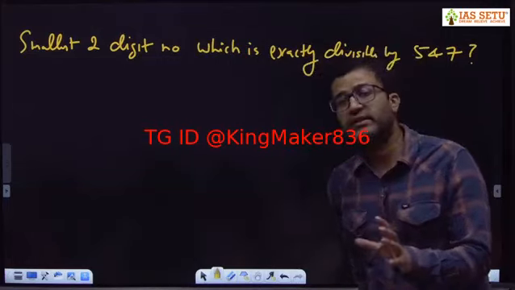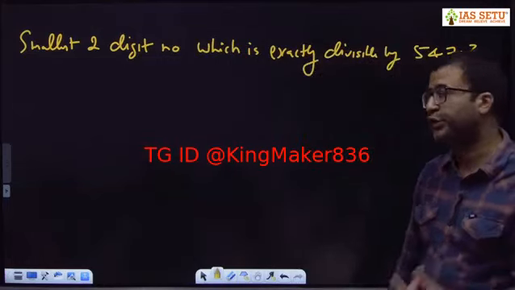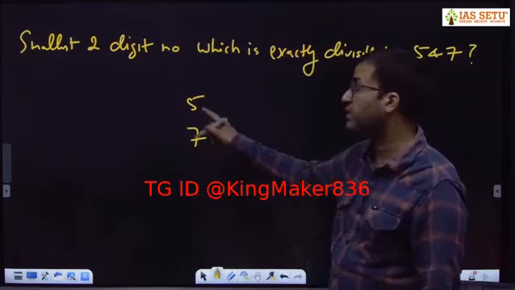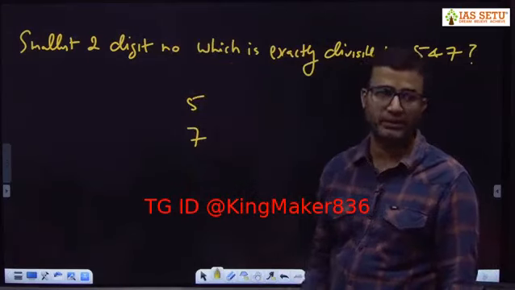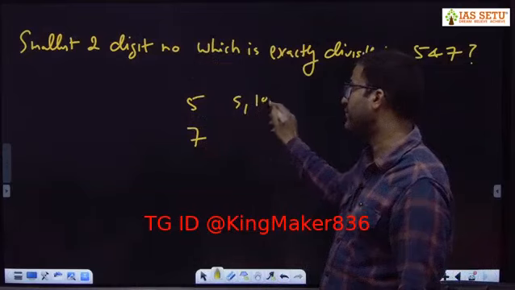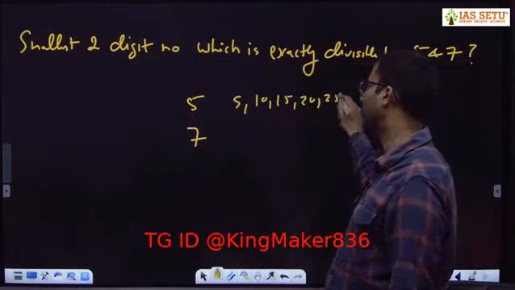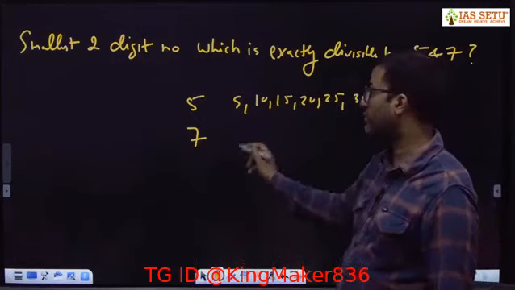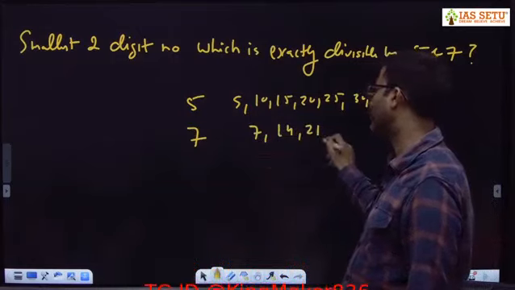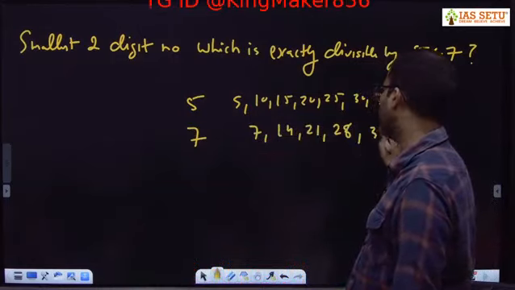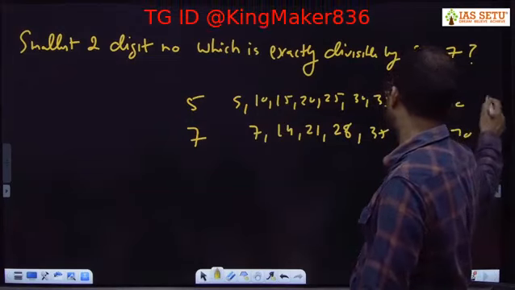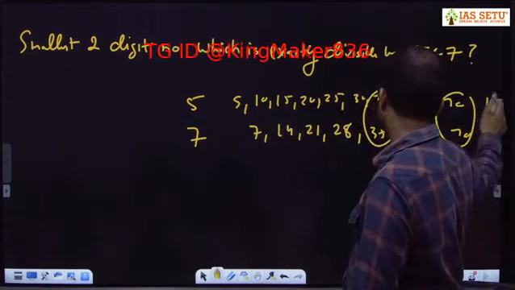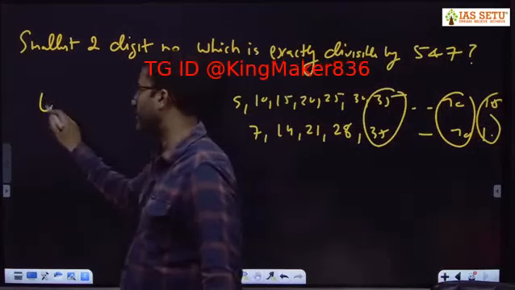The LCM concept is, I told you, like this is 5 and 7. What is LCM of 5 and 7? Least common multiple. What are the multiples of 5? 5, 10, 15, 20, 25, 30, 35, and so on. What are the multiples of 7? 7, 14, 21, 28, 35, आगे जाके 70 भी मिलेगा, 105 भी मिलेगा. So these are common multiples, but the word is least common multiple.